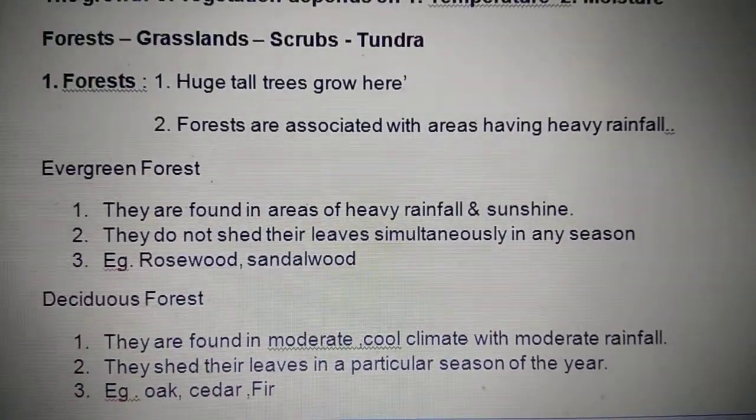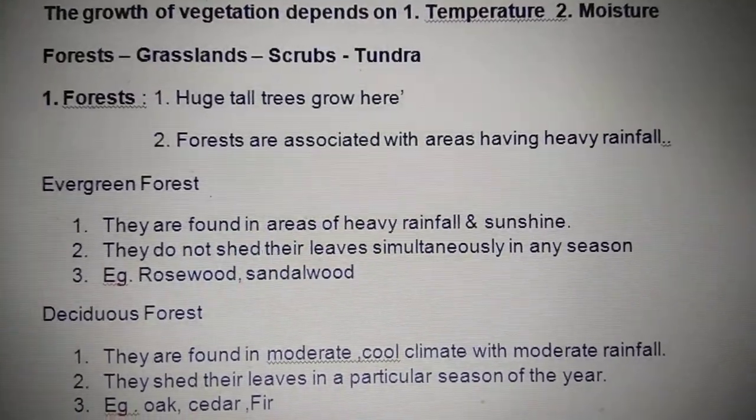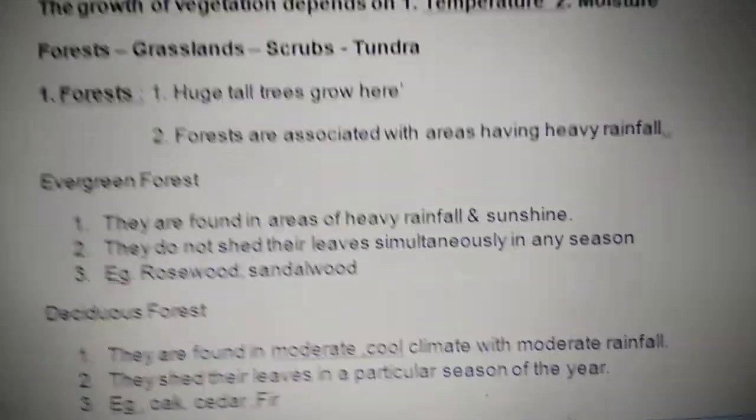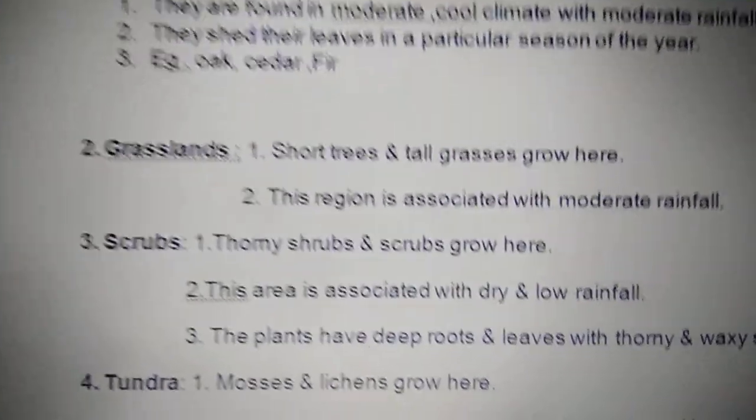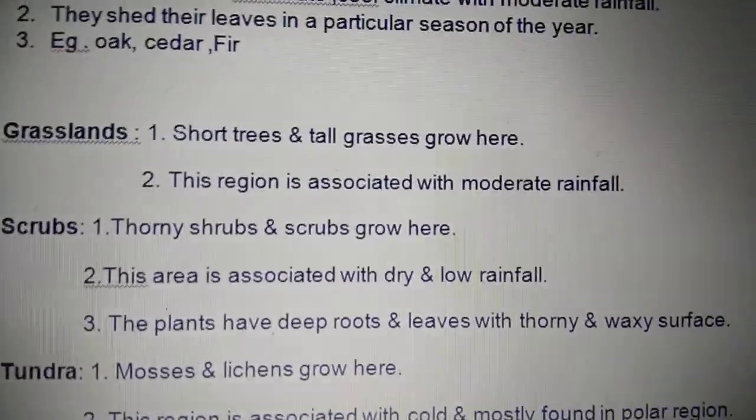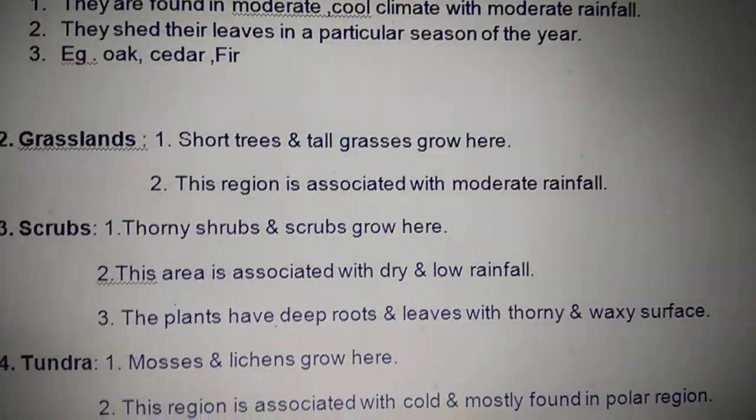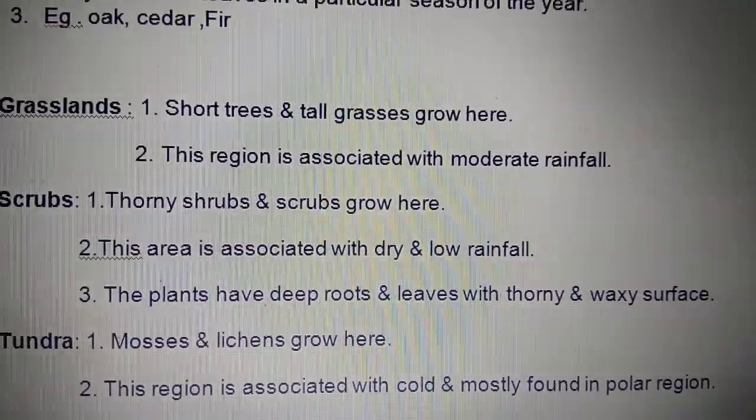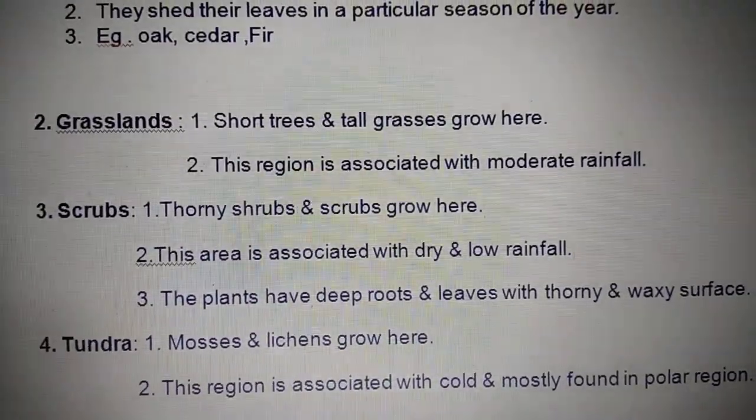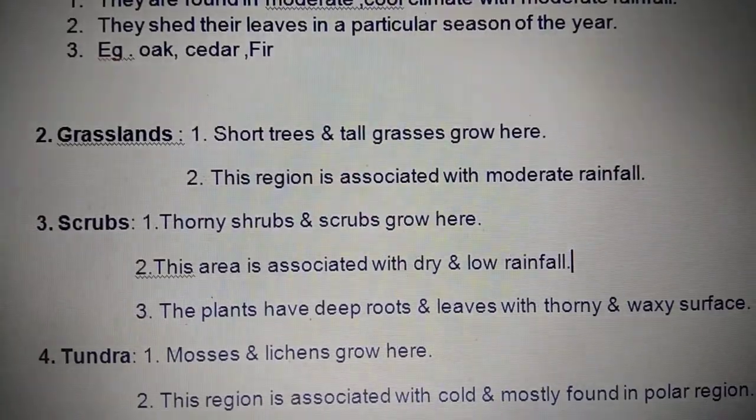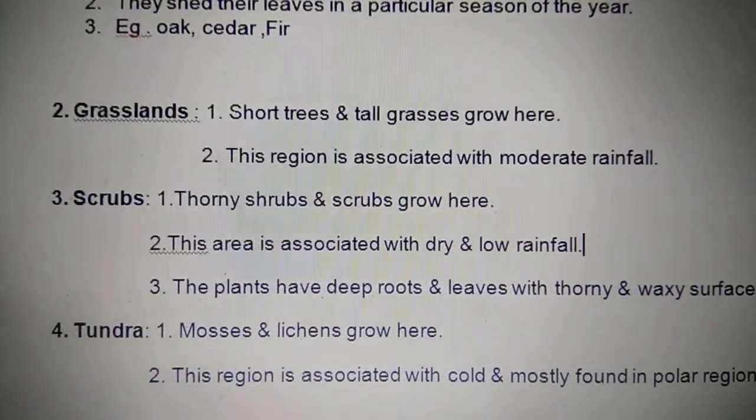Okay, now we go to the next one. Next type of natural vegetation is grassland. Children, we will see the next type of vegetation, grassland. They are found normally in areas with moderate rainfall. Here there are short trees and tall grasses grow here. That is why the name is called grassland.